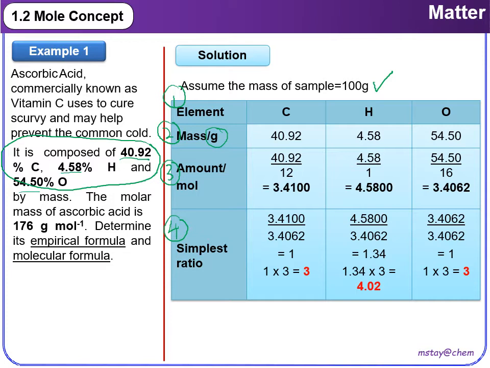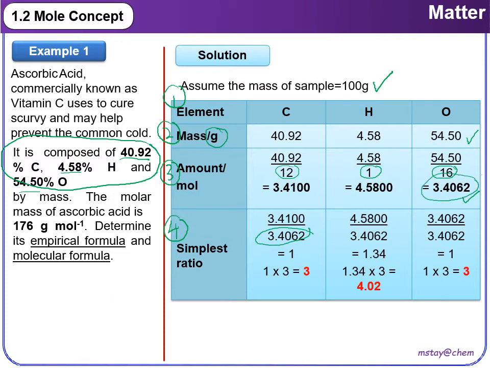So you just directly copy the value given in the question into this box, and then divide by the average atomic mass to get the number of mole. To get the simplest ratio, you divide by the smallest number. Okay, this is the smallest number.